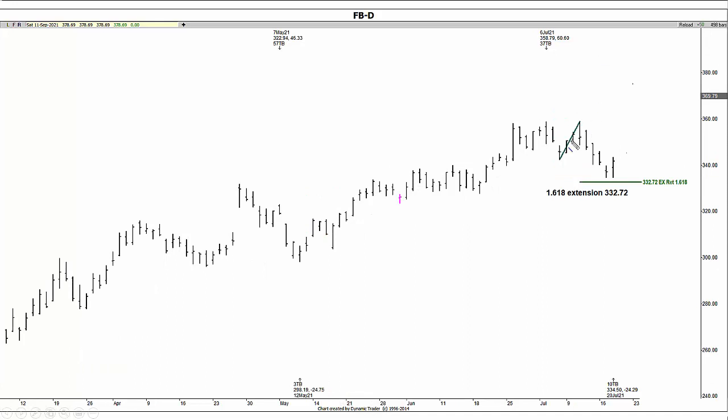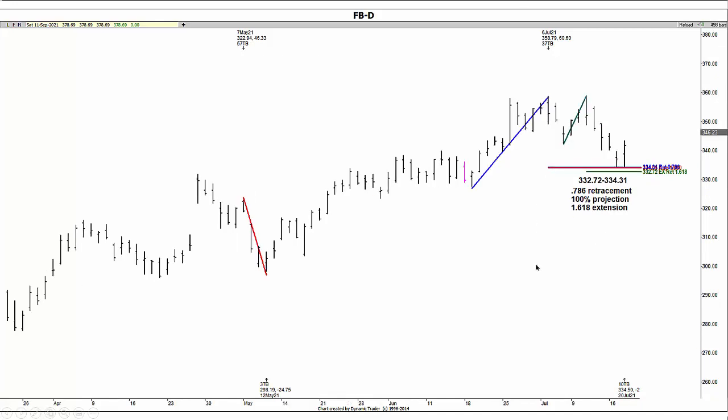Now on the same chart, we also had a prior low to high swing, and we ran an extension. We ended up having a 1618 extension at 332.72. So if you put those all together, you have a cluster. You have the minimum of 3 price relationships that come together within a relatively tight range that identifies key support or resistance. In this case, it was support that came in between 332.72 to 334.31. It included a 786 retracement, a 100% projection, and a 1618 extension. That gave us the zone.